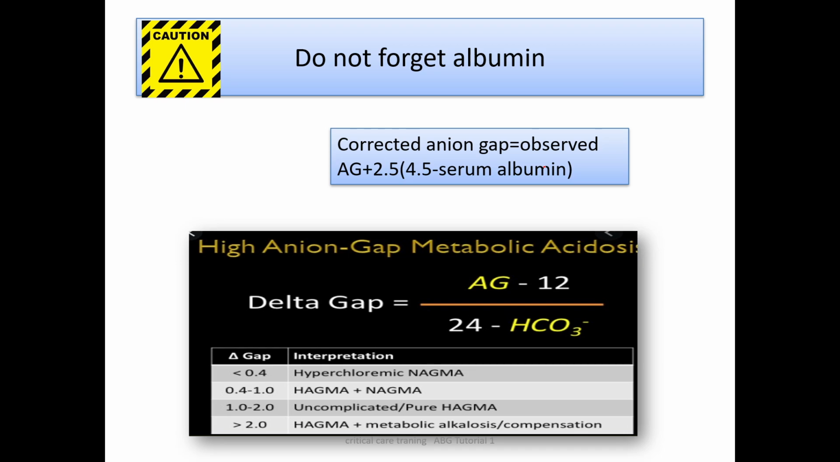If the value is less than 1, or anything between 1 to 2, it is an uncomplicated or pure high anion gap metabolic acidosis. If the value is more than 2, there is an additional metabolic alkalosis, that is, the change in bicarbonate is not matching. And if it is less than 1, then you have a coexisting normal anion gap metabolic acidosis. So the delta anion gap helps to identify the additional metabolic condition in complex acid-base status.